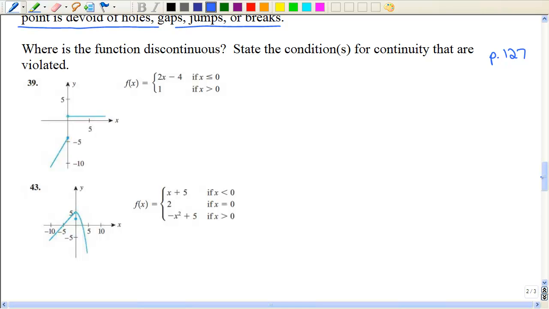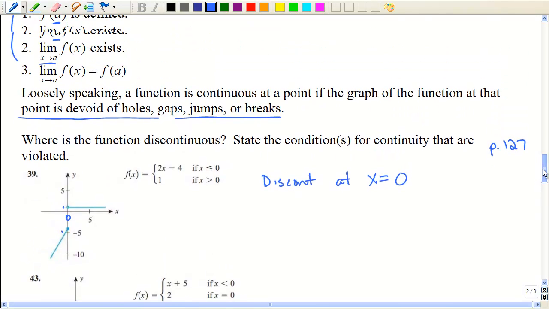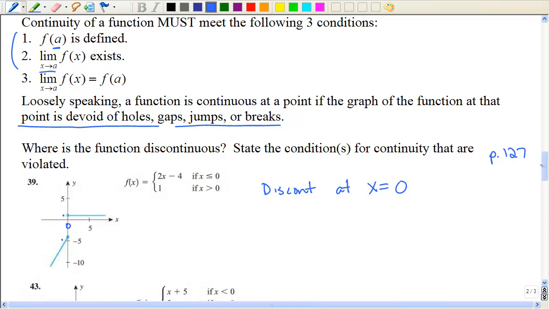All right, so the function is discontinuous at x equal to 0. You can definitely see when x is 0, we jump from up here to down here. Right. So what would be the conditions? Well, let's scroll back up here. First of all, is f of a defined? Meaning, does f of 0 exist? Well, yeah, you can come back up here and say when x is 0, if I plug in 0 here, 2 times 0 minus 4 is negative 4.